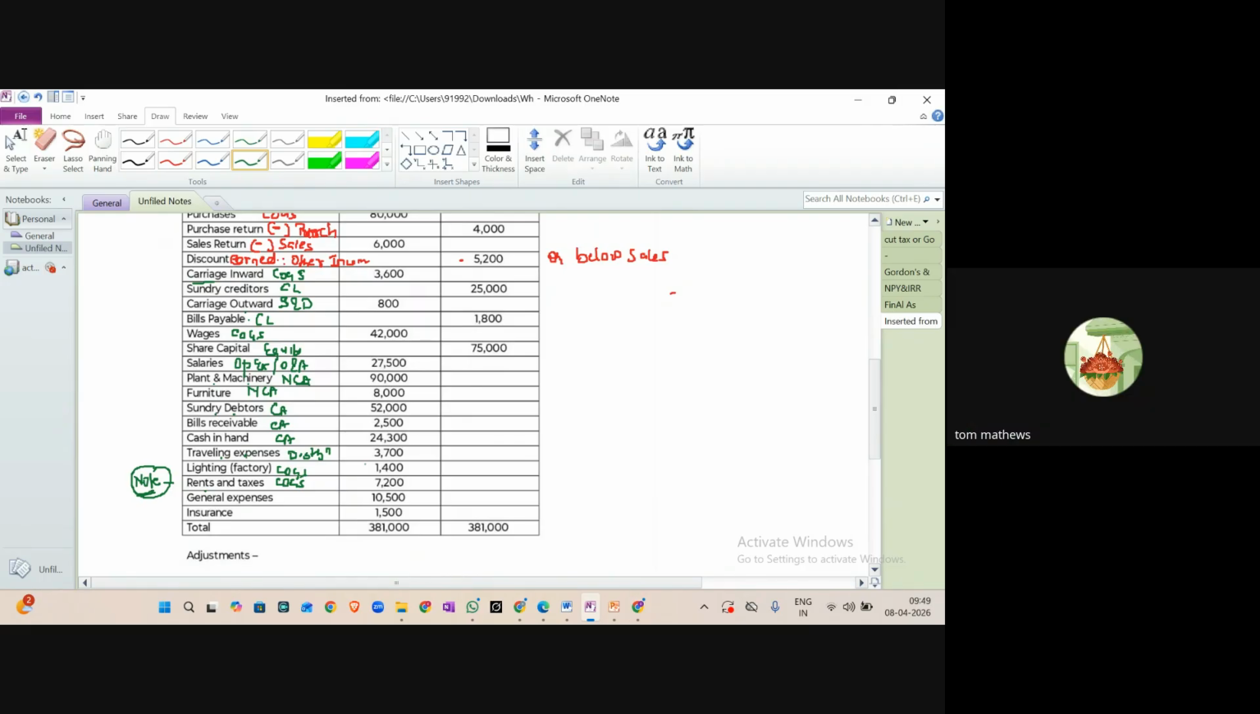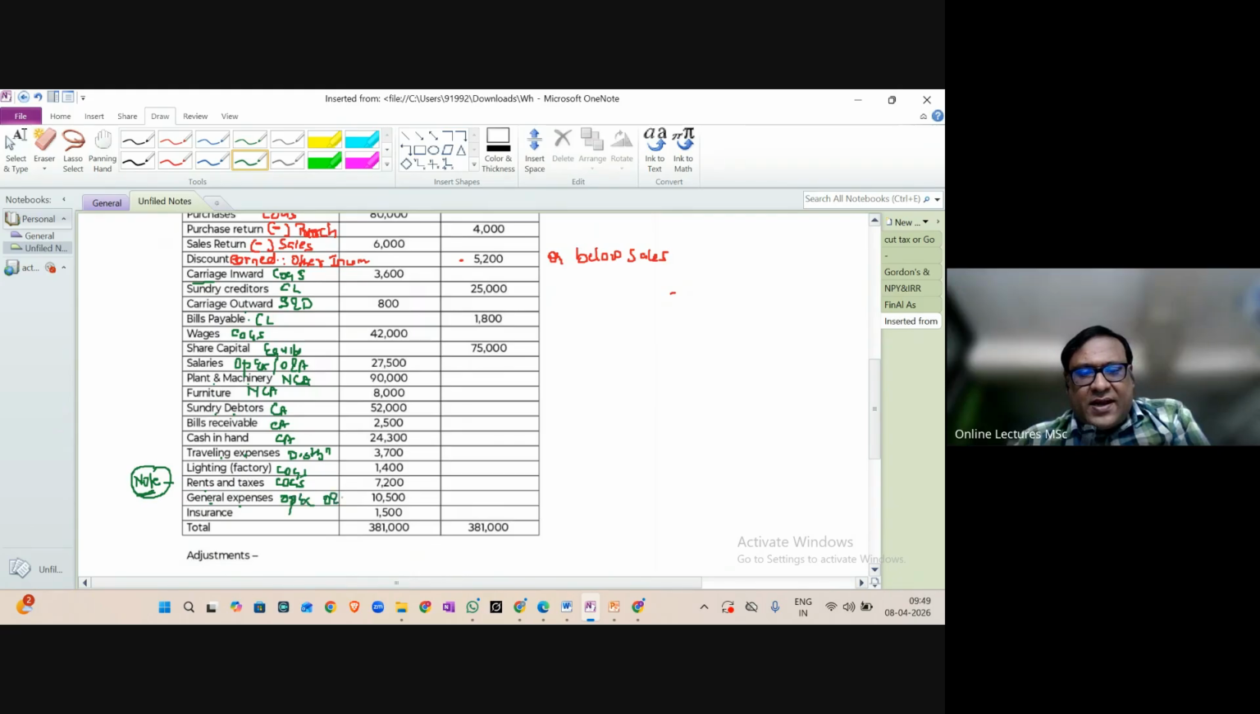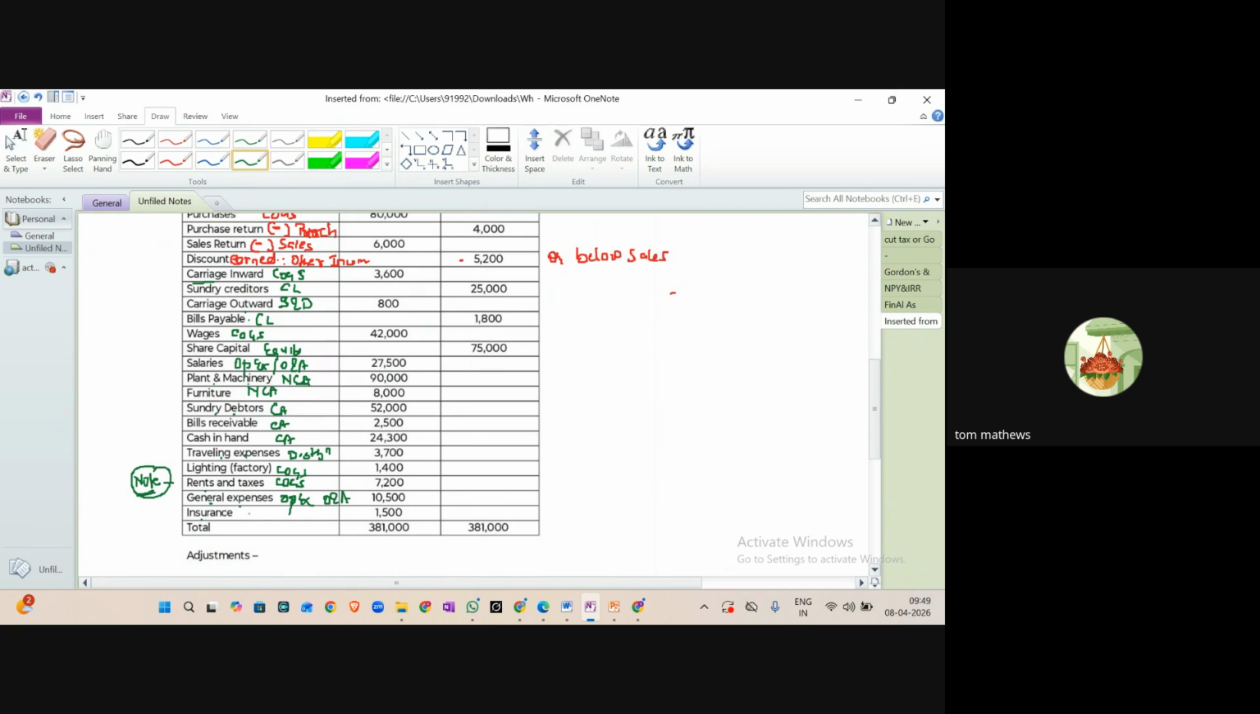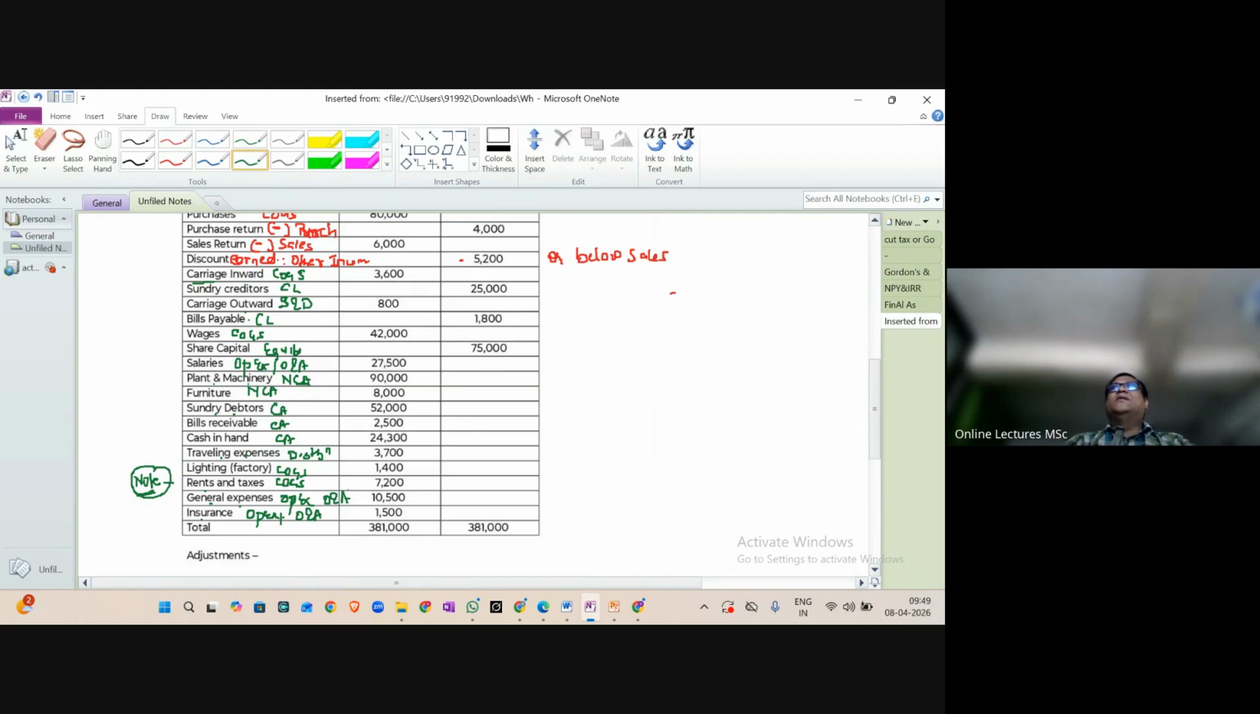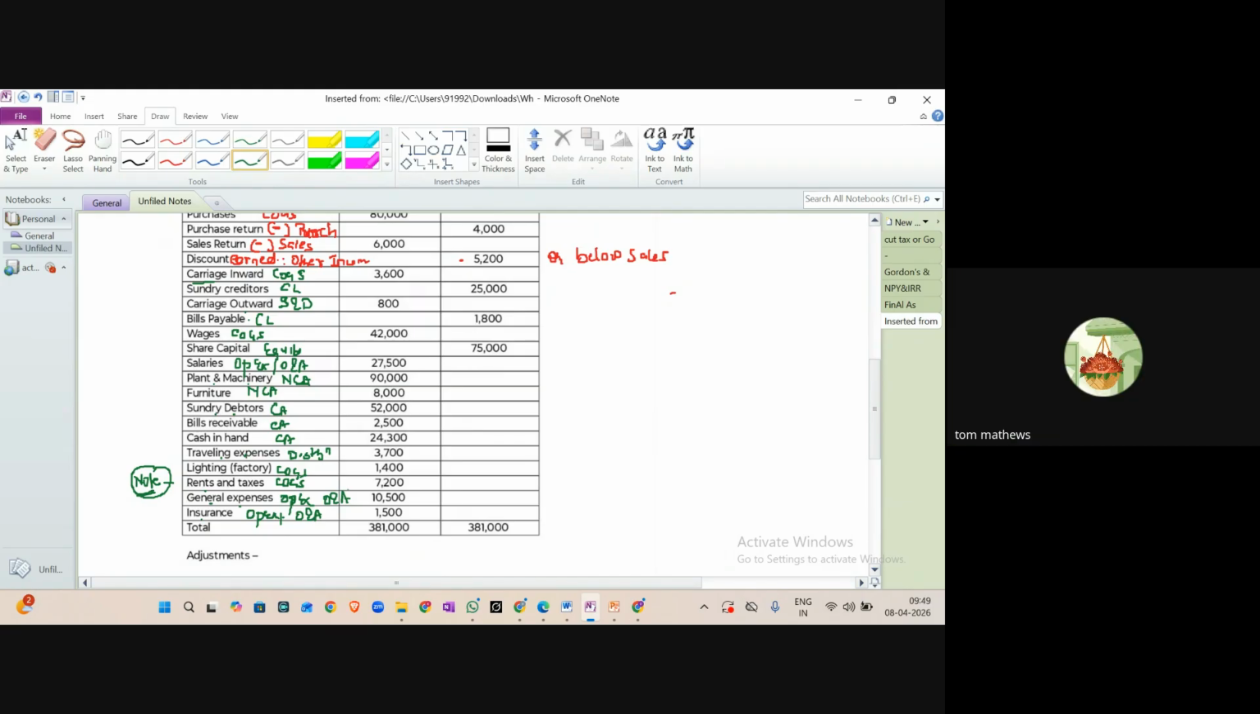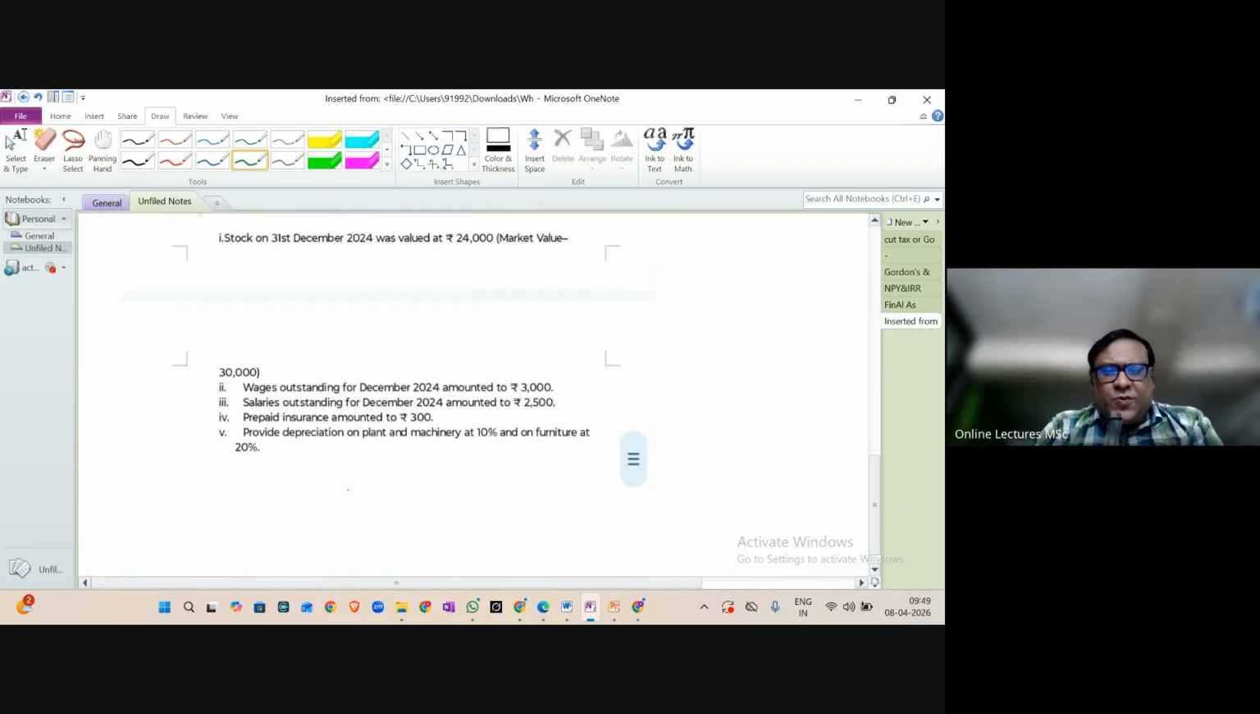Continue. General expenses is an expense only, office and admin, operating expense. Insurance is also an expense, operating expense. It can also be factory insurance. If the question is silent, again we consider that as office expense. Adjustments we'll do later.